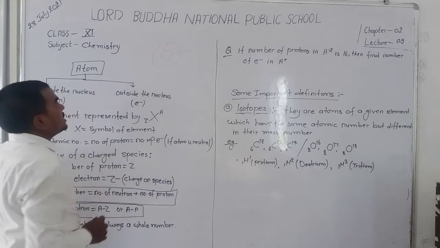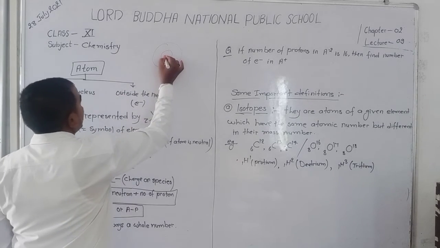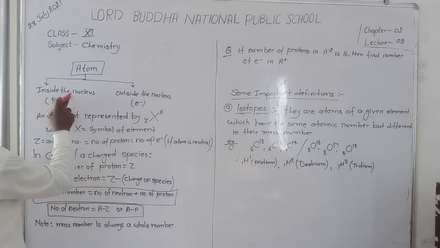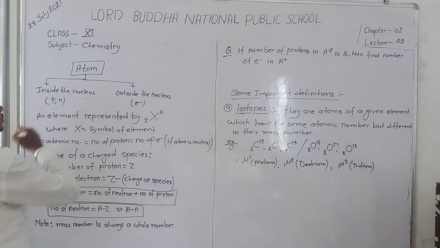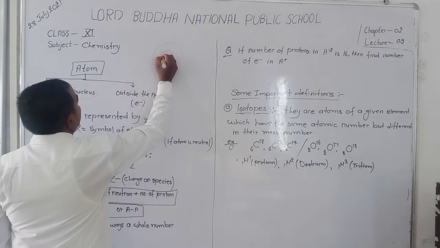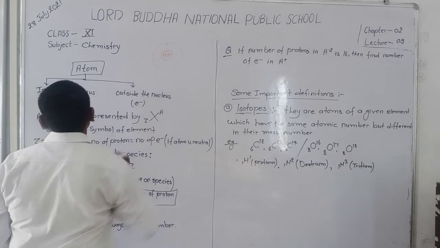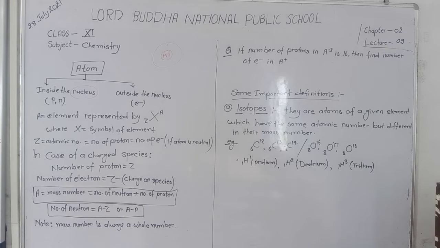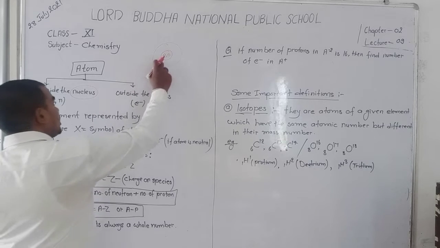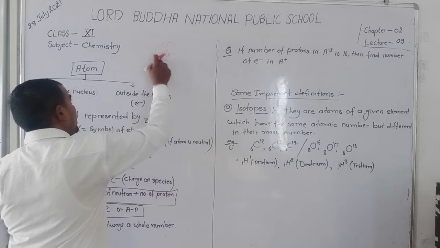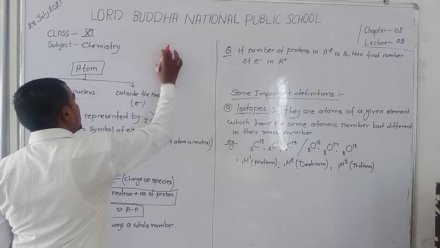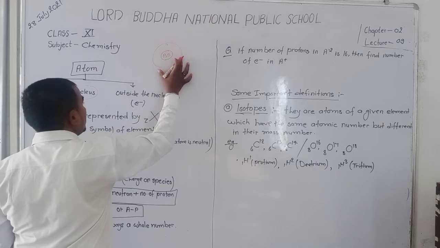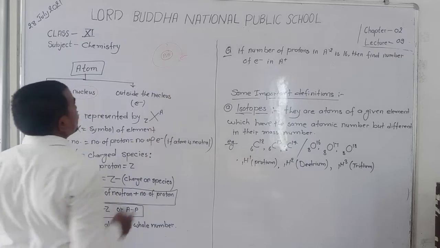One is the inside part of the atom, that is known as the nucleus. The nucleus contains protons and neutrons. The outside of the nucleus contains electrons.